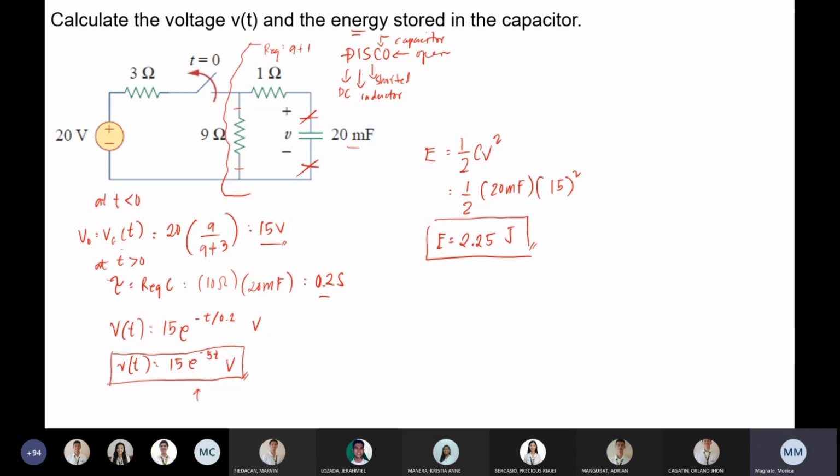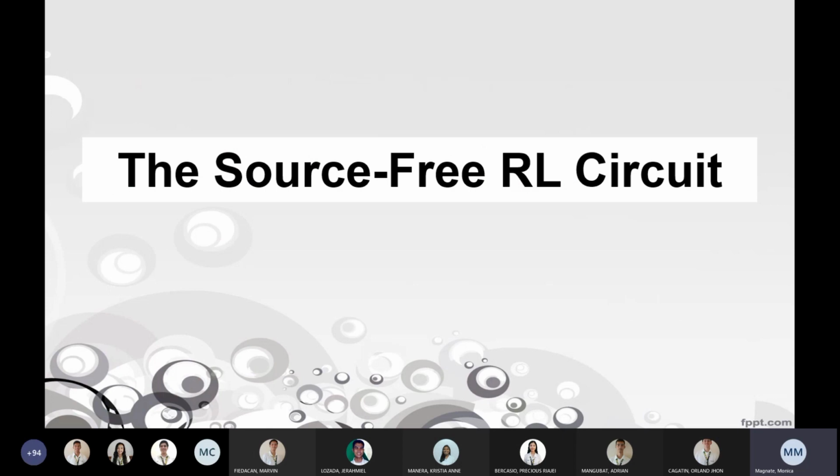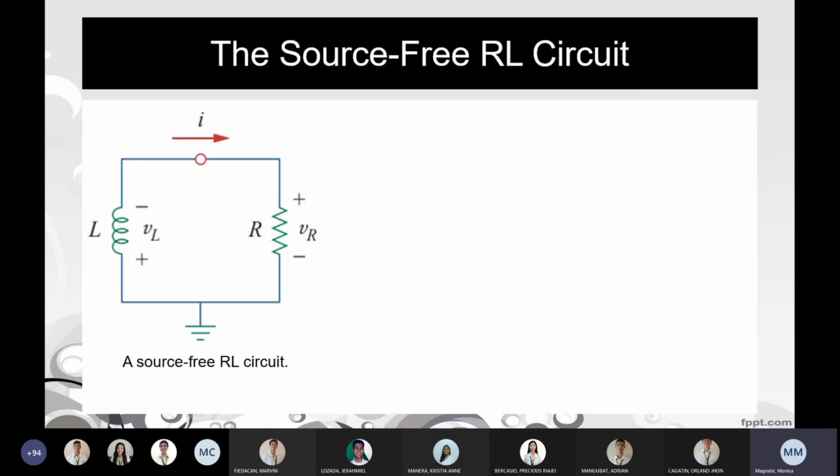Wala. So, proceed tayo kay source-free RL circuit. So, source-free RL circuit natin. So, ganun ulit. We have inductor and resistor. So, walang source. So, pag consider natin, by voltage drop naman tayo ngayon. By KVL, we have V sub L plus V sub R is equal to 0. So, saan equivalent yung V sub L natin?